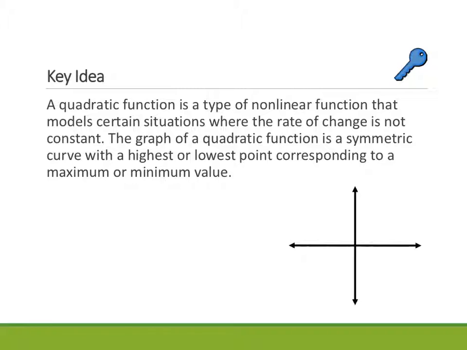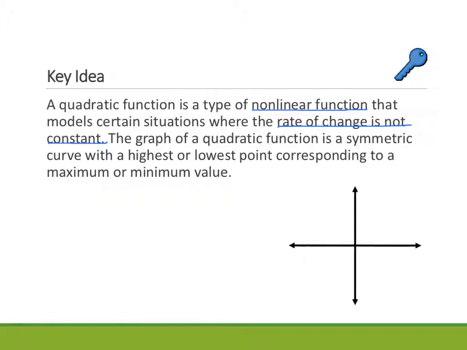The key idea for this lesson is that a quadratic function is a type of nonlinear function that models certain situations where the rate of change is not constant. If the rate of change of a function is constant, the function will have a graph that is a straight line. If the rate of change is not constant, the graph will be nonlinear, as in the case of the quadratic function. Quadratic functions have graphs that are U-shaped curves, which I will show you in just a moment.